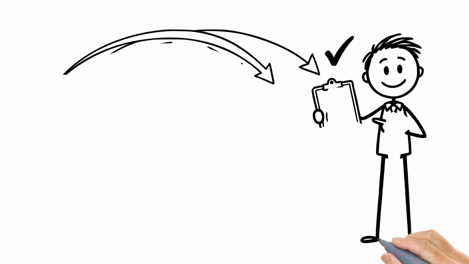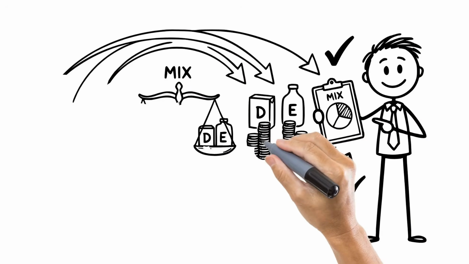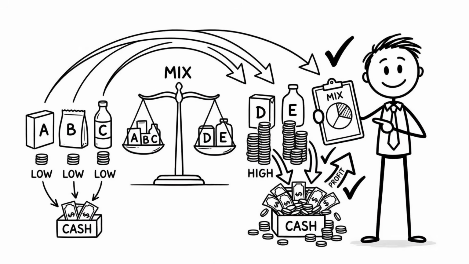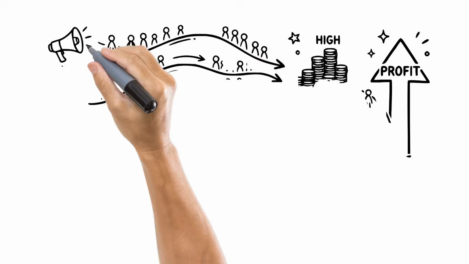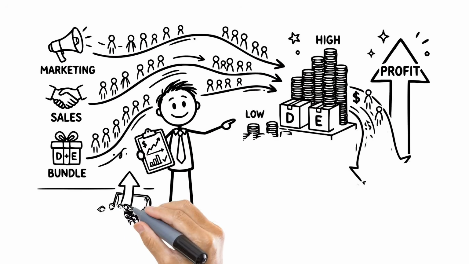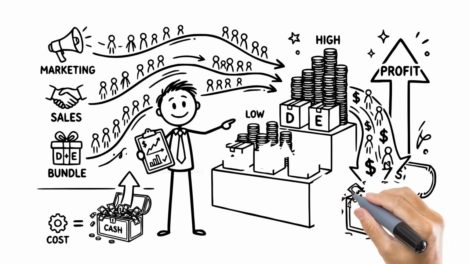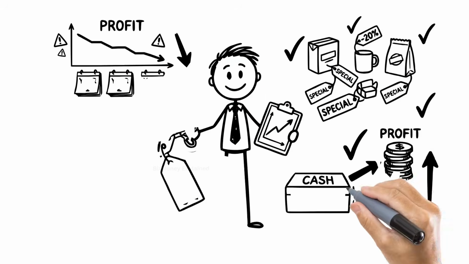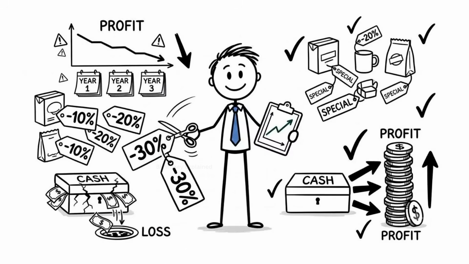Another strategy is improving the mix of products or services you sell. Some offerings naturally generate much higher profit margins than others. Promoting these higher margin products through marketing, sales conversations, or bundled packages increases average profit without dramatically increasing operating costs. You can also reduce unnecessary discounts that gradually reduce profitability over time.